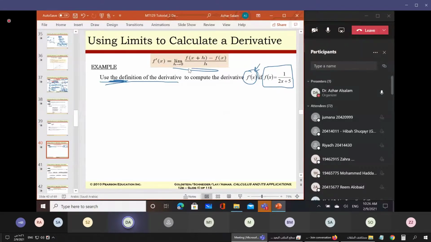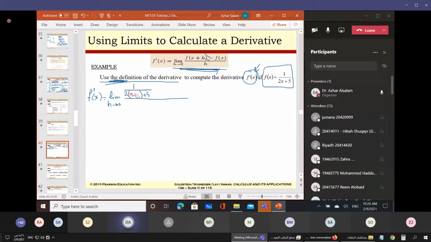We will use this definition to find its derivative. Okay, so I will take the definition. F dash of x equals the limit when h goes to 0. We will keep the limit in each step. Now we will substitute in this function f by x plus h. Instead of x, we will write x plus h. So 1 over 2 multiplied by x plus h plus 5. Okay, this is f of x plus h.